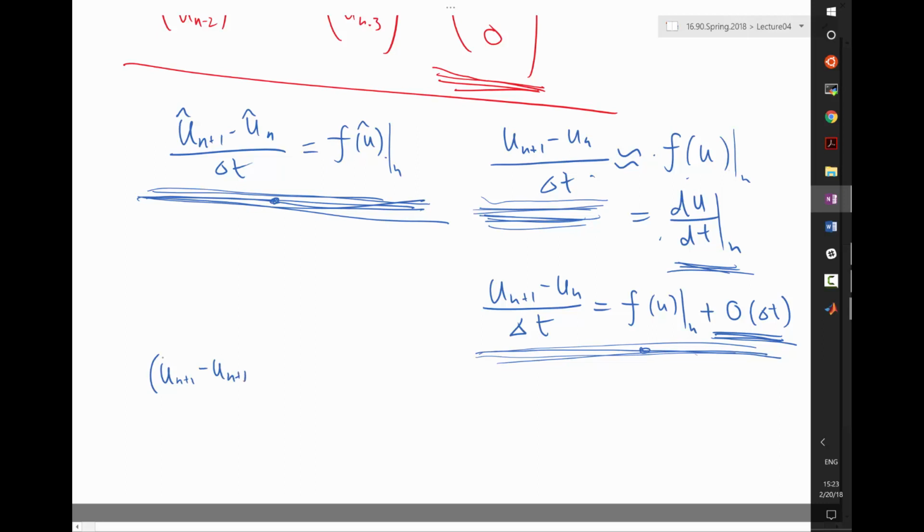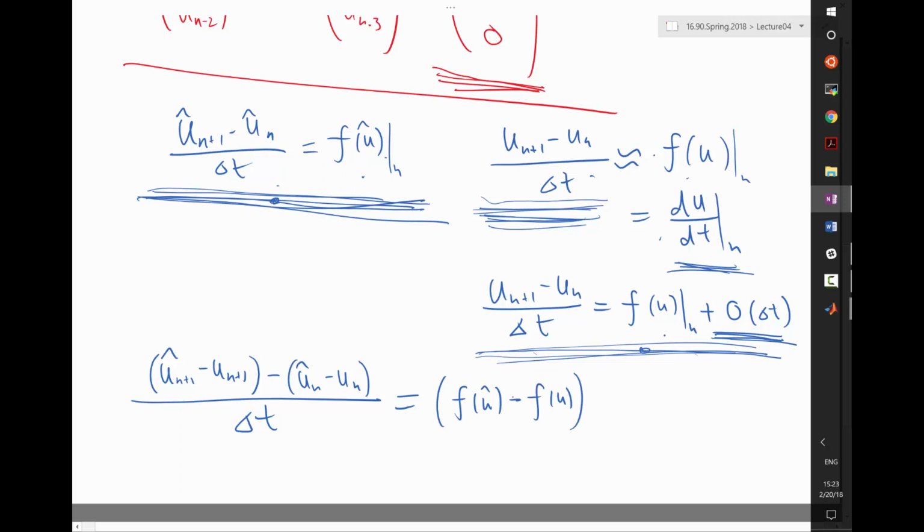minus û^(n+1). One is numerical, one is analytical. Minus û^n minus u^n, one is analytical, one is numerical, over delta t. That's the difference between left-hand sides, right? Okay, the difference between right-hand sides has two terms. One is relating to the f's. One is f of û minus f of u. So that's the right-hand side evaluated at numerical and analytical solutions. And then the second term is plus this O(delta t).